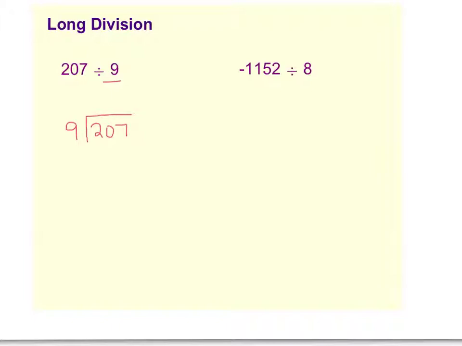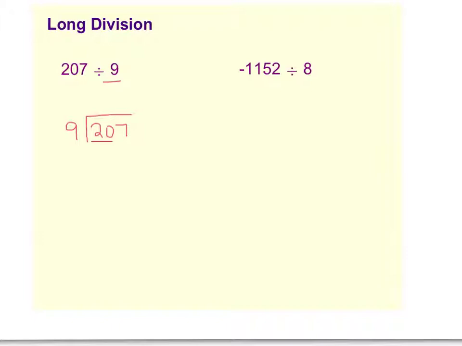So we want to think, will 9 fit into 2? You look at one digit at a time. Does 9 fit into 2? No, 2 is too small. So now you're going to extend that 2. You're going to look at 2 digits at a time. Will 9 fit into 20? And yeah, 9 fits into 20. So the question is, how many times does 9 fit into 20 without going over?